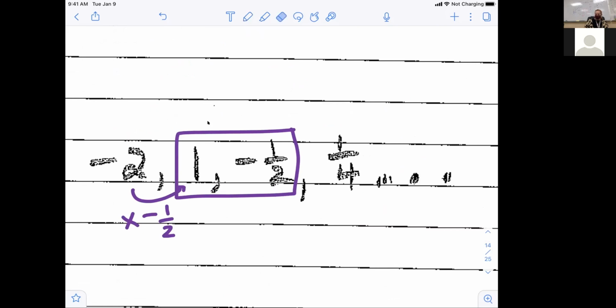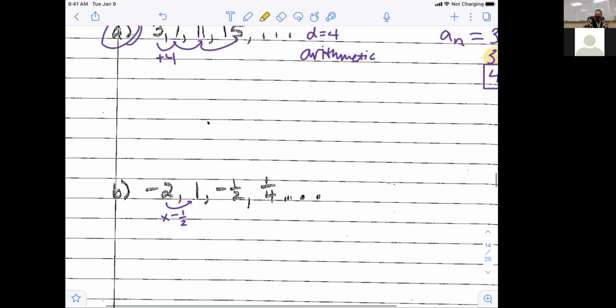You don't have to just look at the first one and second one. You can look further down. Maybe these two make it easy for you to see what the pattern is. It doesn't matter. So my R, my common ratio, is negative 1/2. I know it's geometric.